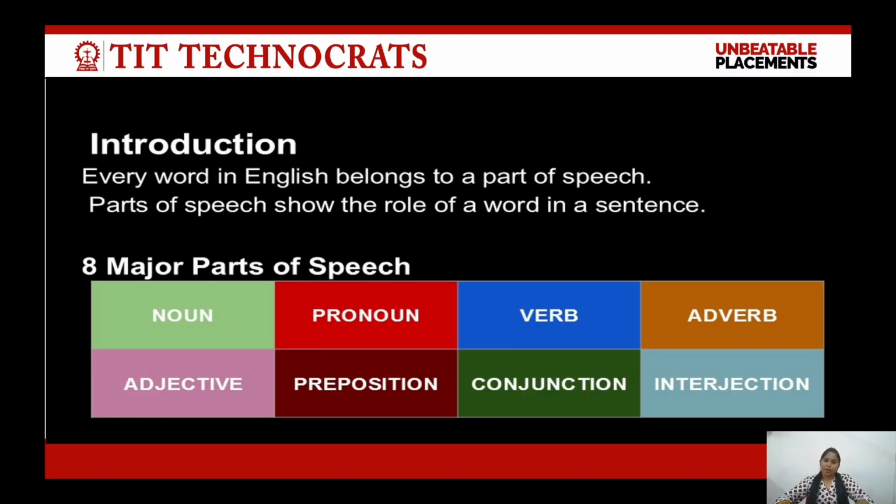The next part of speech we have is the adverb. Before learning the adverb, let's discuss the adjective. Adjectives are words giving information about a noun and pronoun. You can say they are words showing the quality of a noun and pronoun. Words giving any information in terms of quality or quantity are adjectives. Okay. So adjectives are words giving information about a noun or a pronoun.